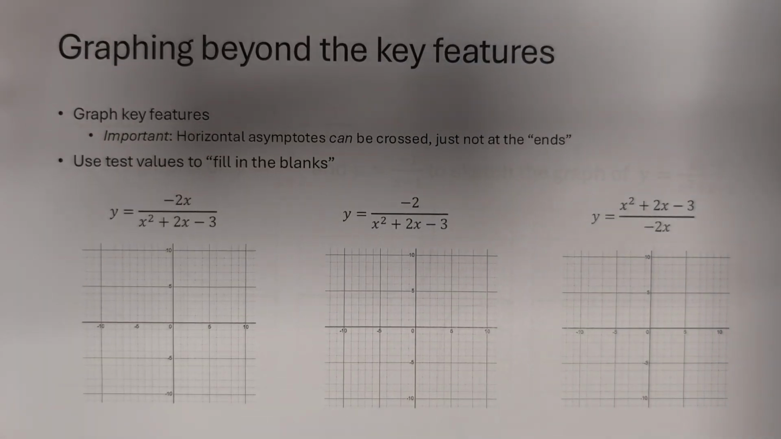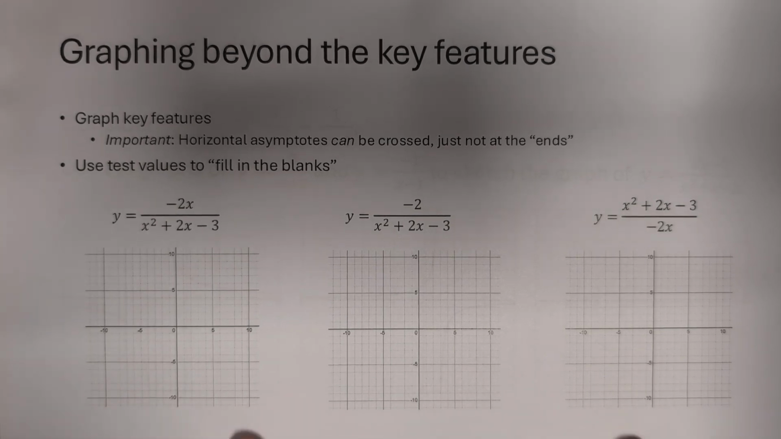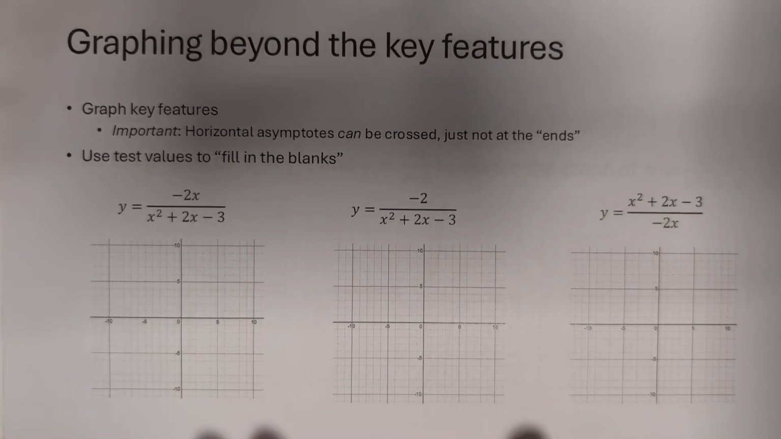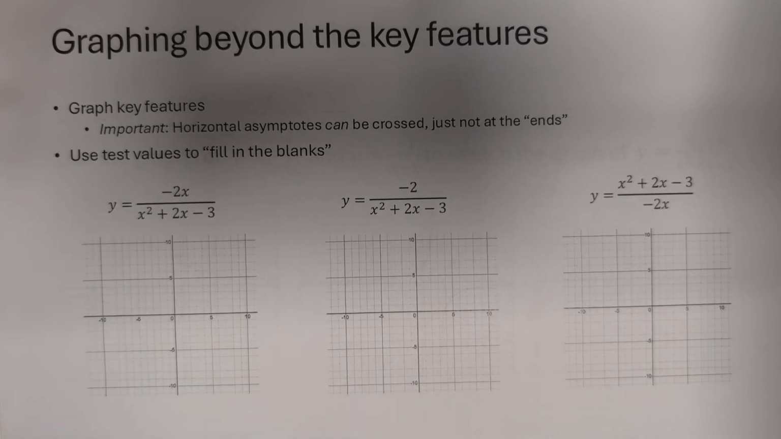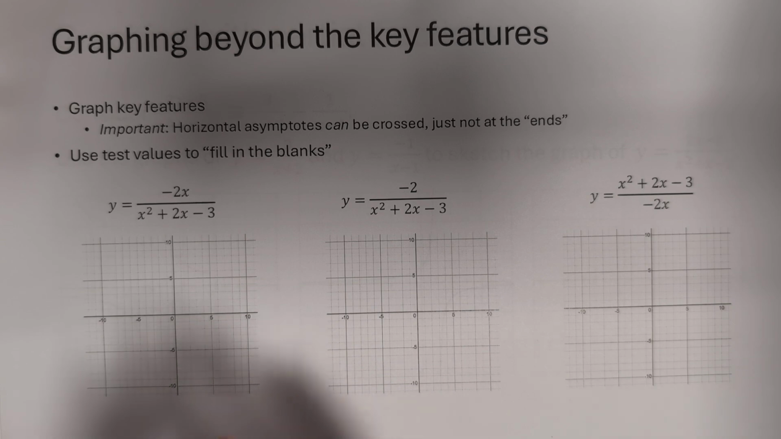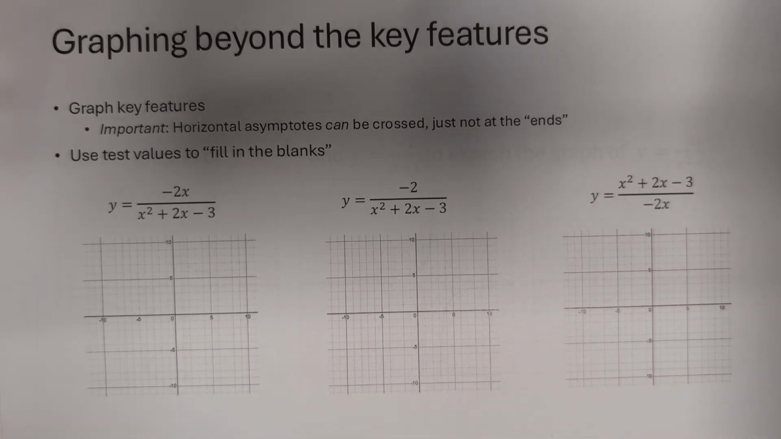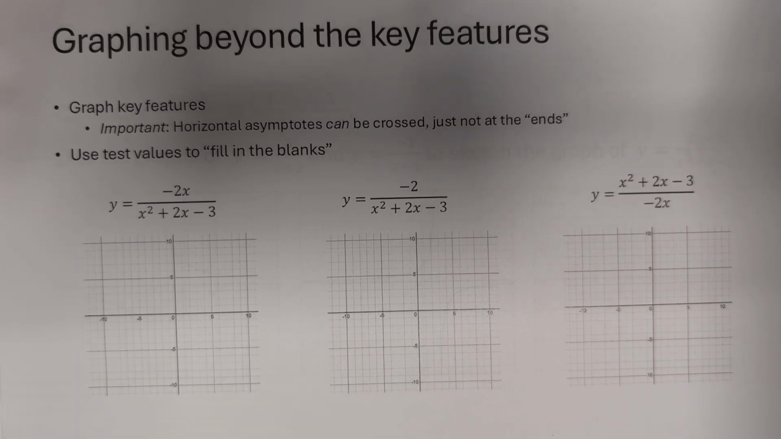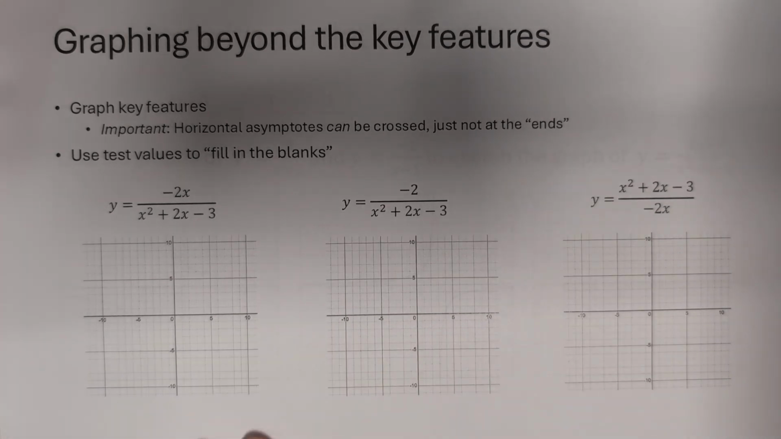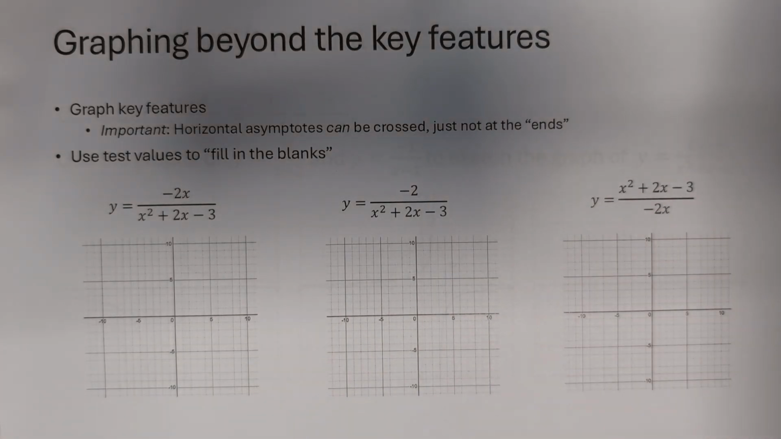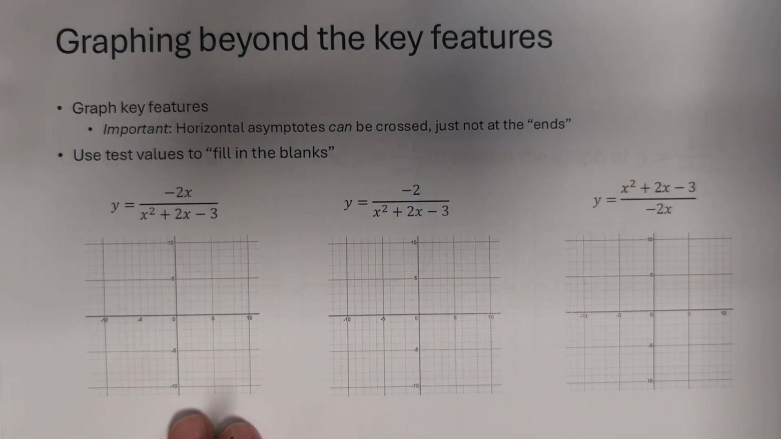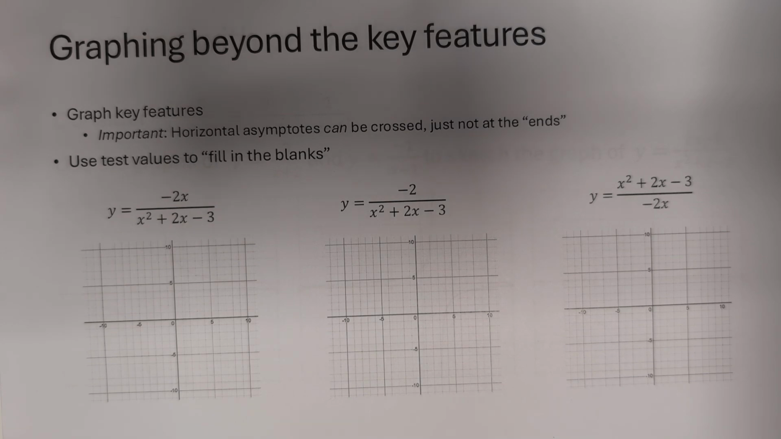Now, graphing beyond the key features here is just a little bit messy, but it's not terrible. We're going to graph those key features. What's really important is we had said the asymptotes can't be crossed, but really they just can't be crossed at the ends as we move towards infinity. Then we're going to use test values if needed to fill in any blanks, especially between vertical asymptotes, to figure out what's happening. As you fill in these things, we're going to look for x-intercepts, y-intercepts, and any asymptotes that we can find.